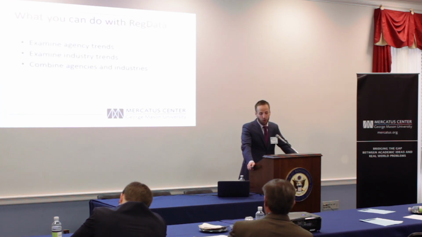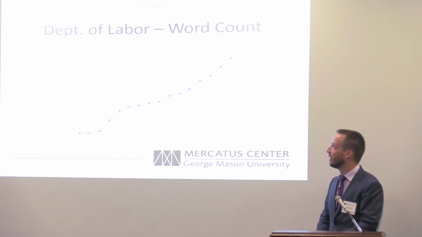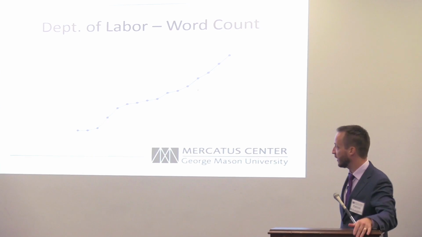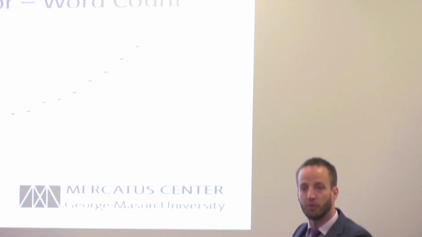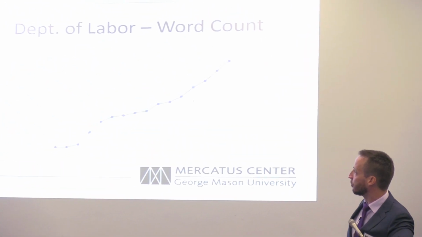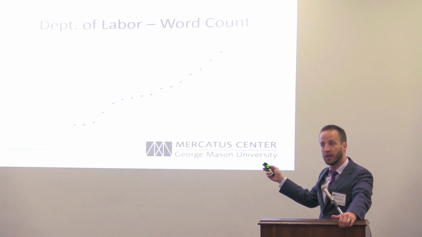All right, here's what you can do with RegData. You can look at some agency trends, industry trends. You can combine agencies and industries. And here's some examples. Again, I put this together last night. This is the Department of Labor, all the agencies within the Department of Labor, and just the total word count over time. So it's a very broad picture, seeing probably what you expect. Over time, the Department of Labor has made more and more regulations, so we see the word count going up from 1997 to 2012. But we can zoom in on agencies within the Department of Labor.